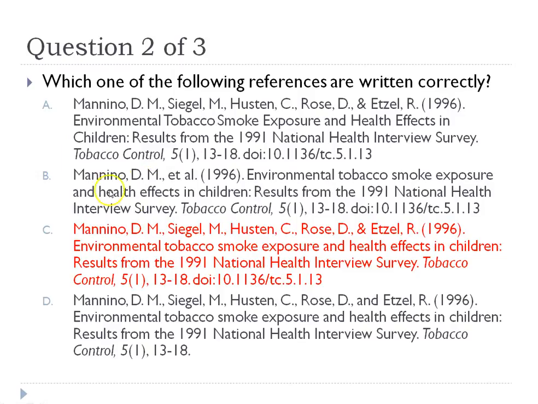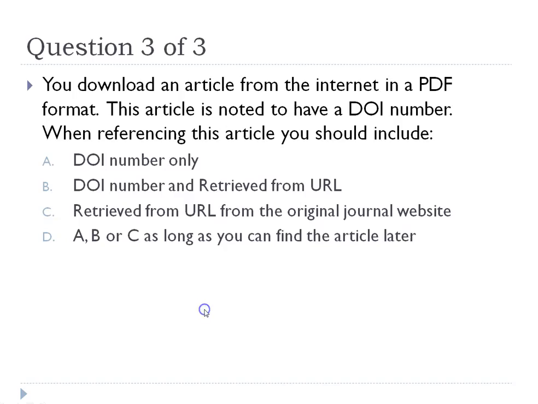Again, you can see here this would not be correct because we have 1, 2, 3, 4, only 5 authors. Okay, so again, it's really important to take a look, and then here in A, we see capital letters, and so they should not all be capitalized. So again, in our last one, D is incorrect because we don't have a DOI number.